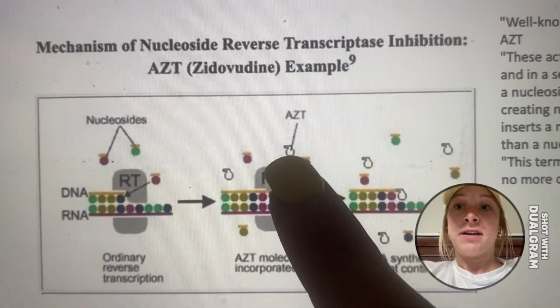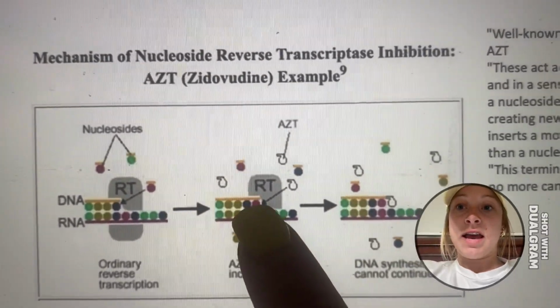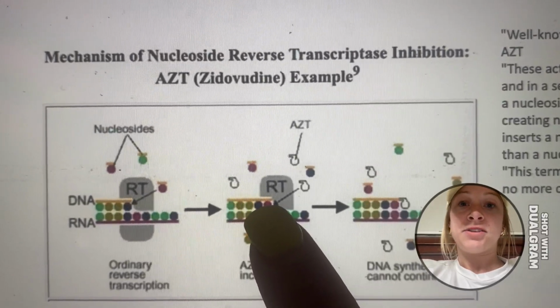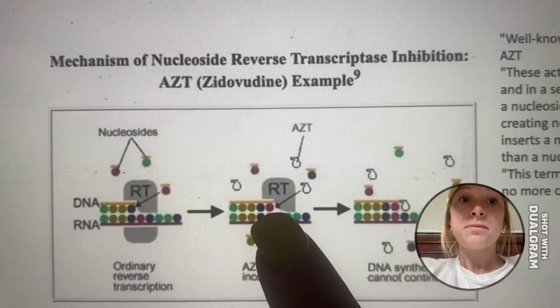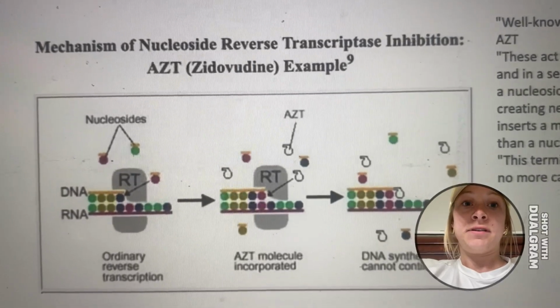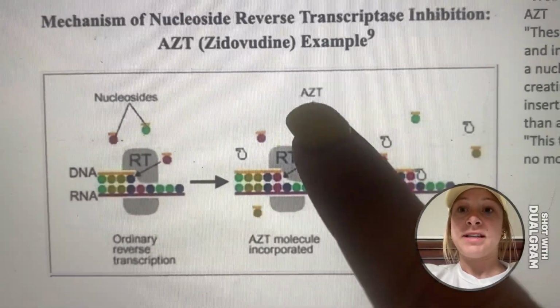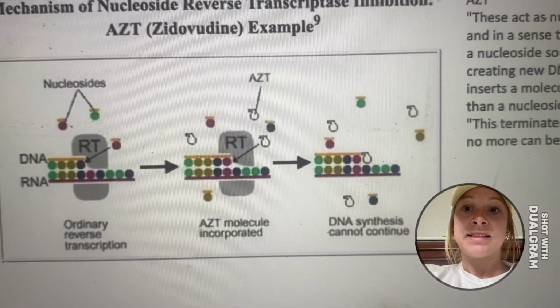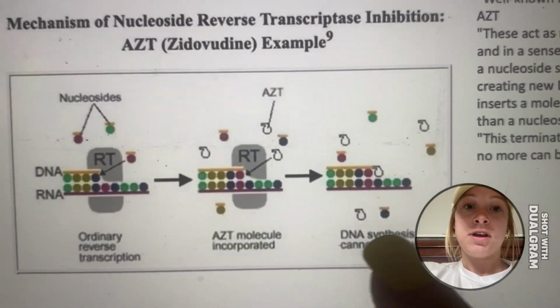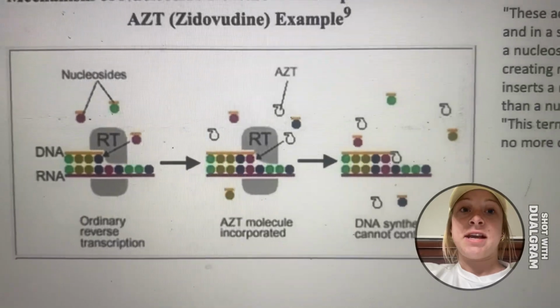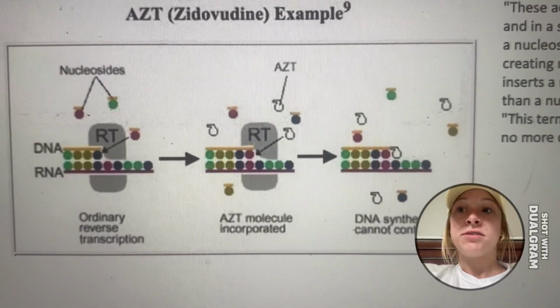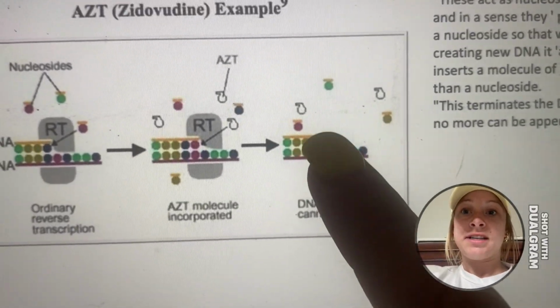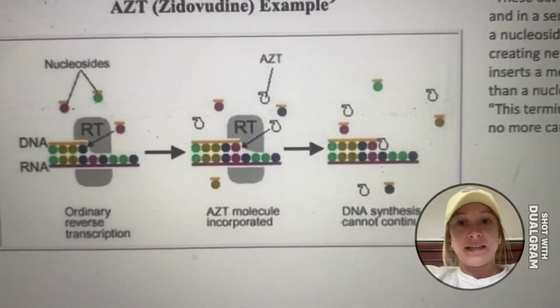So you can see right here, the AZT accidentally inserts a molecule instead of a nucleoside. It inserts the AZT instead. And then right here you can see that the DNA synthesis cannot continue. So this terminates the DNA chain and no more can be appended to it. So there's AZT and the DNA synthesis cannot continue.